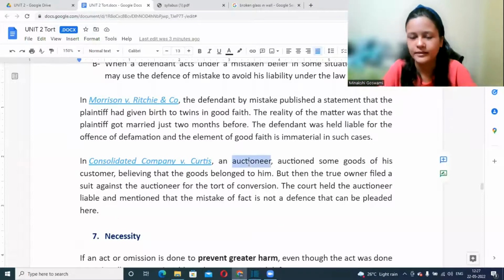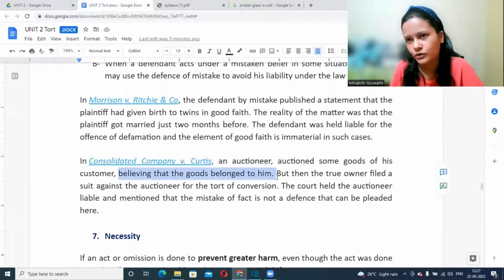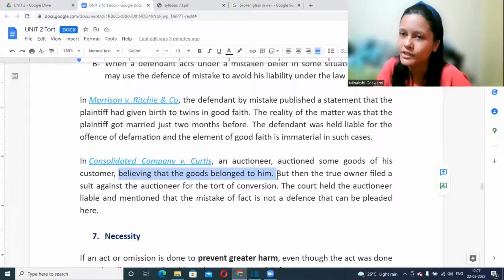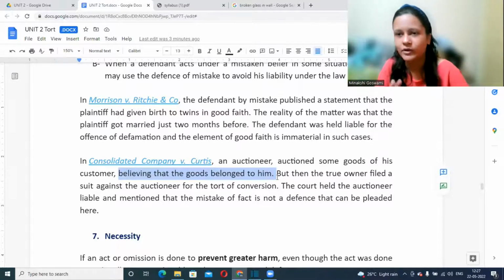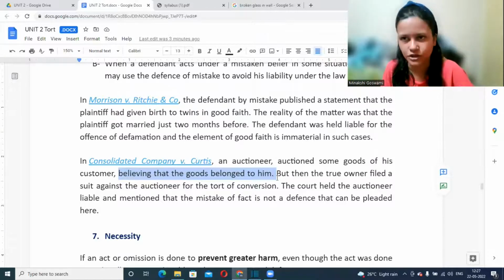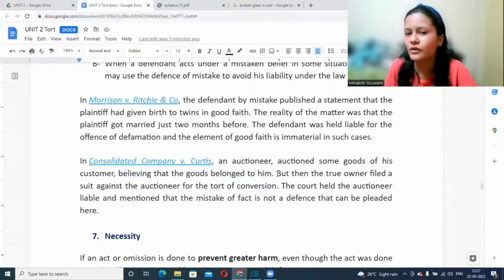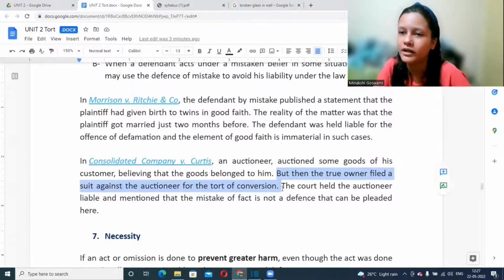There was an auctioneer and they auctioned some goods of his customers. Customers came and said, these are the goods I want to auction, so help me in that. The person also auctioned those goods, believing that the goods belonged to him. When the goods were produced, he simply believed that because this person is bringing it, it belongs to him, and he sold it in the auction. Later on, the true owner of those goods filed a case against the auctioneer for tort of conversion.